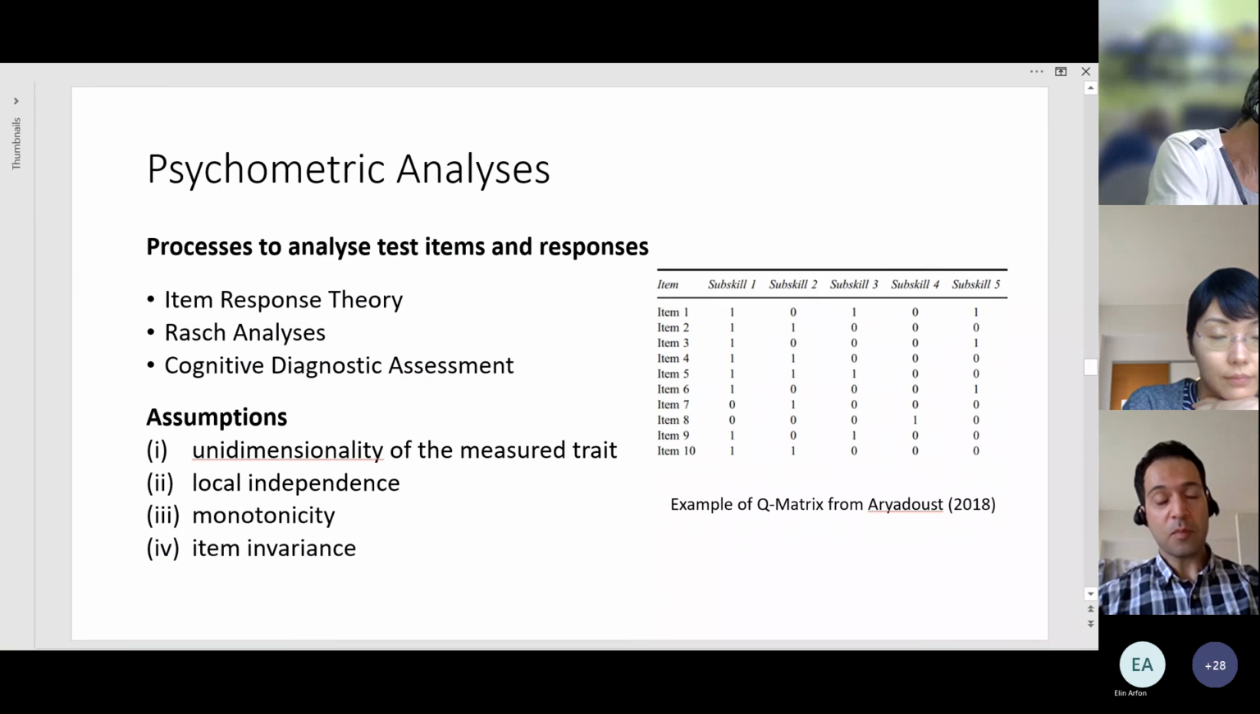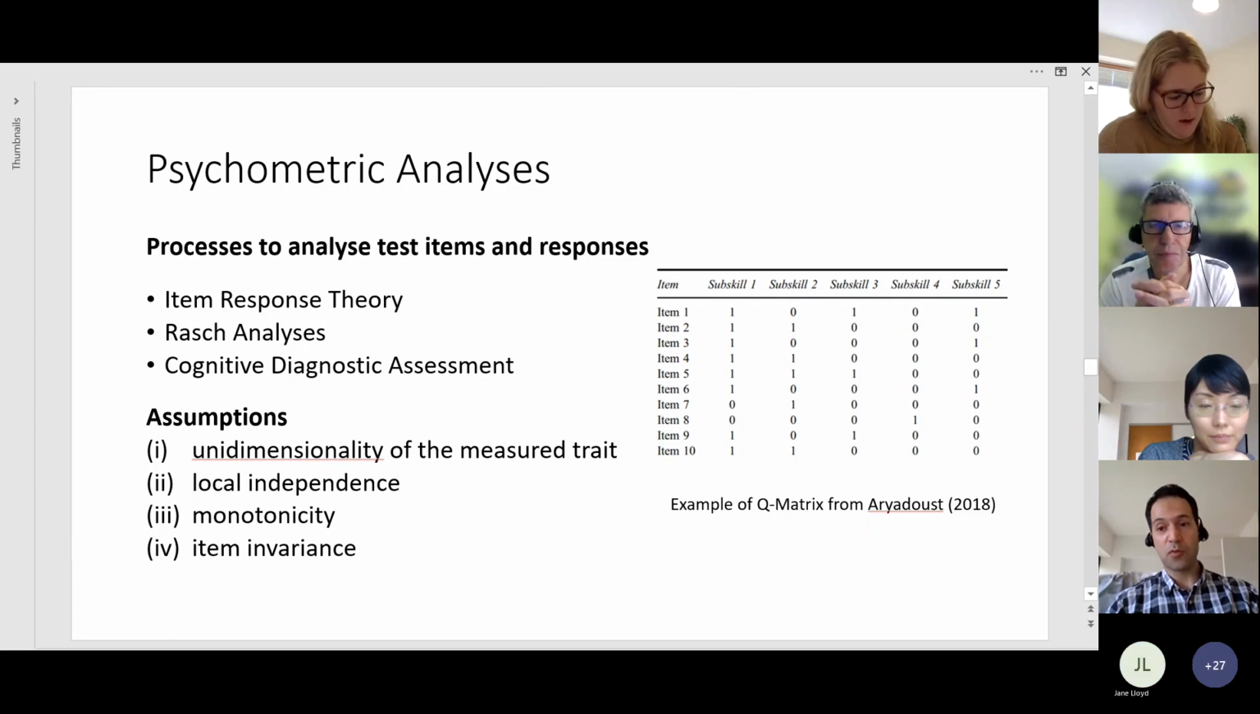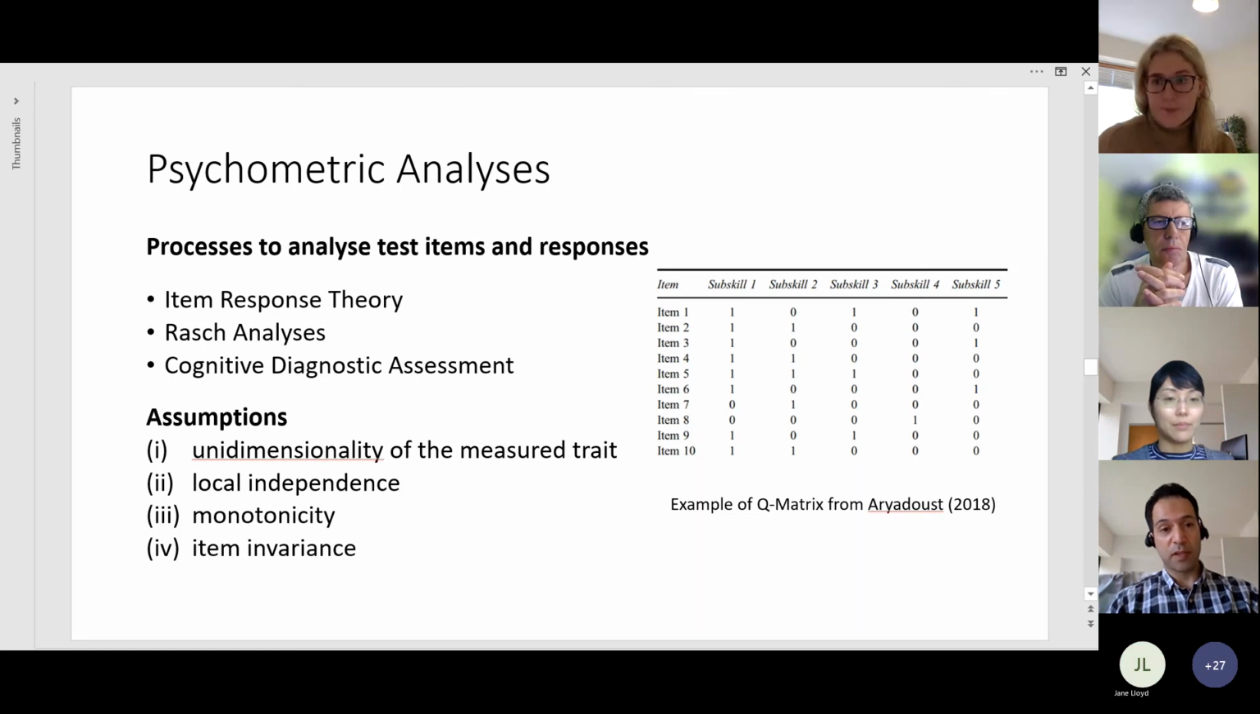Don't worry about it. And psychometrics, I think I'm running out of time. So I just want to say that psychometrics usually refers to a group of techniques that allow us to measure students' performances.